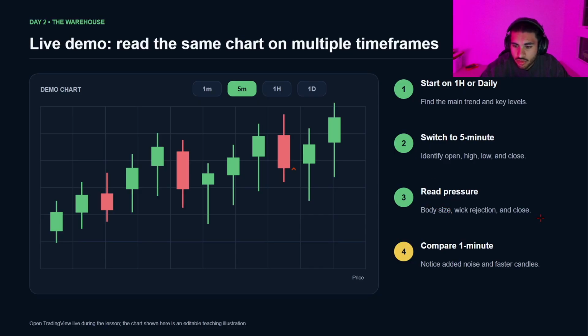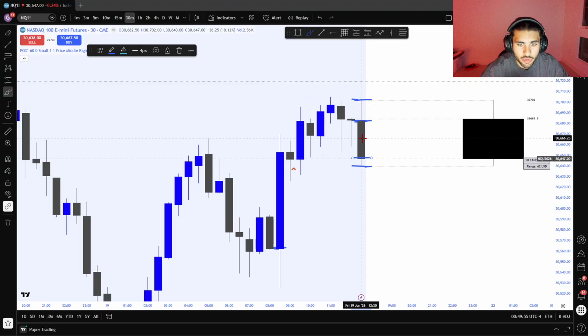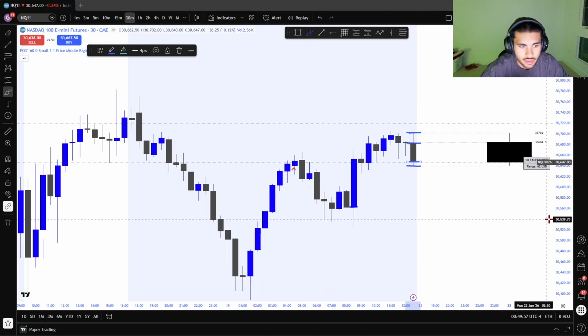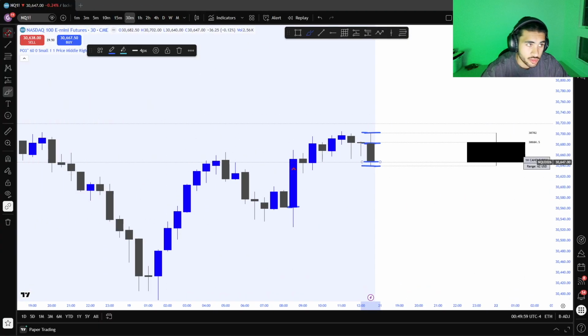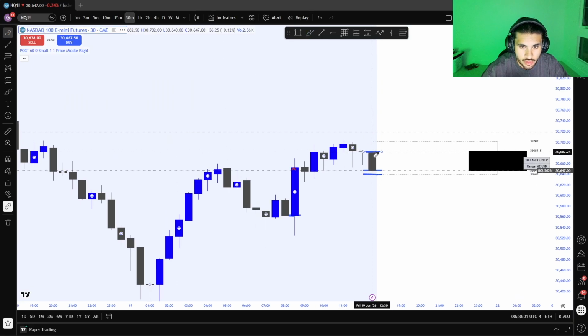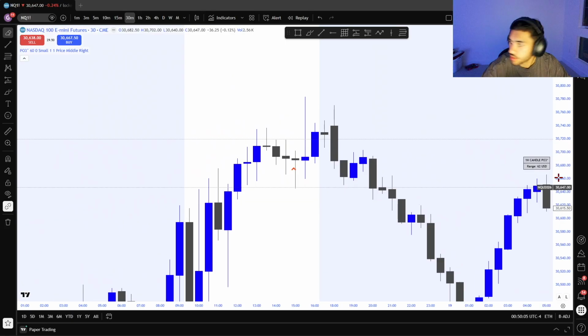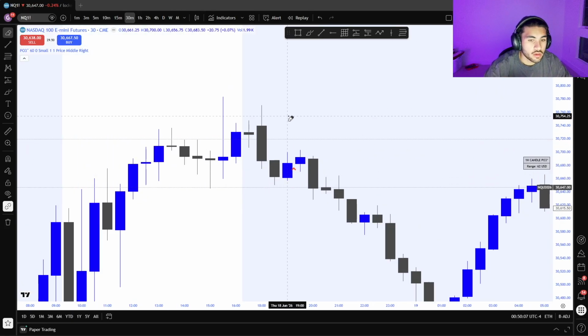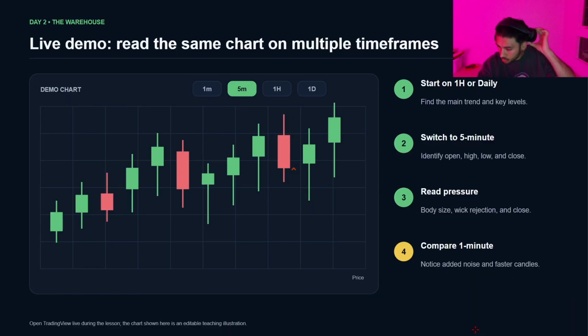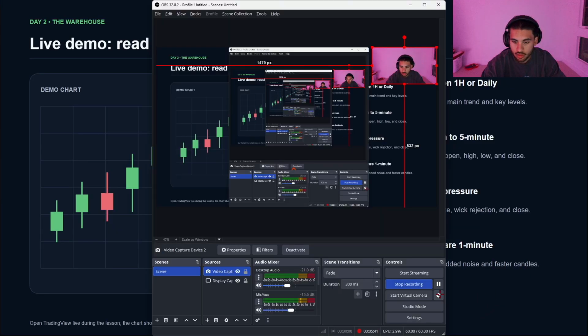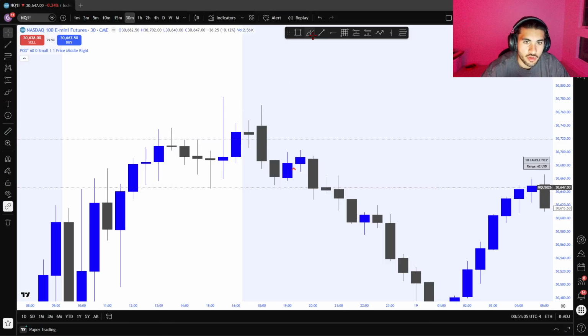Pressure, body size, wick rejection, close. Okay, there we go. Here, we have a perfect rejection wick right here. Or, I don't like that rejection wick. Oh, this is a rejection wick already. Hold on, let me lock you in. Rejection wick, I would say, would be right here. The example right here would be a good rejection doji candle too, both of them.